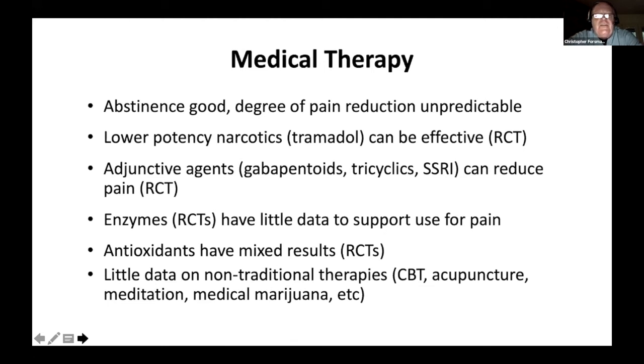We do have randomized controlled trial data that says some lower potency narcotics like tramadol can be useful, and this is a good place to start in patients that require opioids. We do have some randomized controlled trial data that adjunctive agents, in particular the gabapentoids, Lyrica or gabapentin, can be effective. And although we don't have clinical trial data, certainly tricyclics and SSRIs are used equally commonly, I think, as adjunctive agents in patients that have severe enough pain that they require opioids.